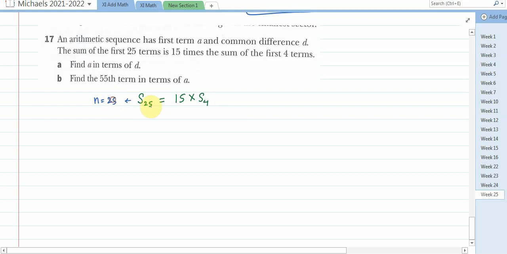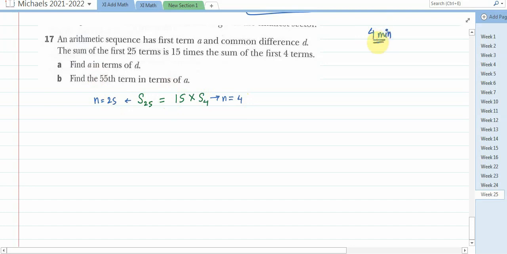It's 25, and on my right side the value of n is 4. Apply the working formula and try to get your answer of a in terms of d, and for that part we have a time of 4 minutes, so start.